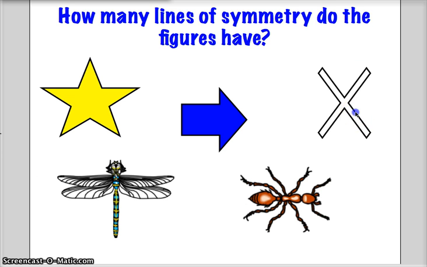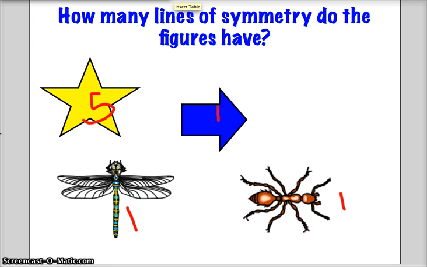We've already done the X, so I'm going to take that out. But looking at the other figures, I want you to predict how many lines of symmetry each figure has. Pause your video at this point. Did you identify the correct number of symmetries? This star is going to have 5 because there's 5 different points of the star, and each one of those can be a line of symmetry. For example, here's one of the lines of symmetry. We'll pretend that that's a little bit straighter.